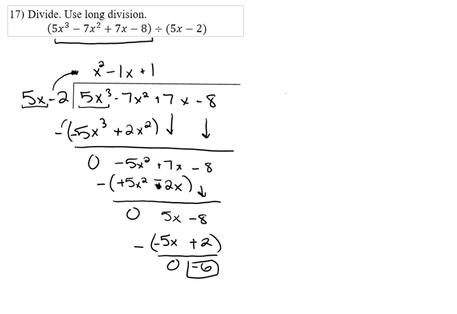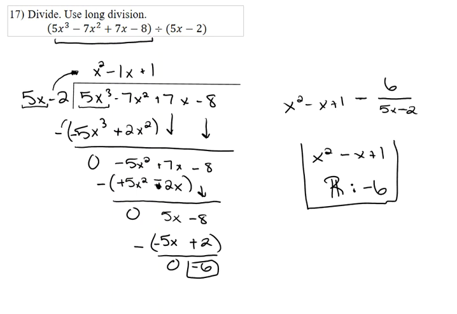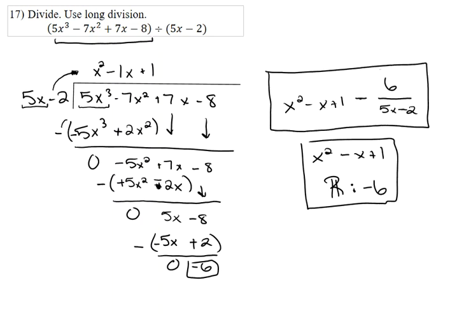Some people may want you to write it as x² minus x plus 1, and they will have you put your remainder over your original divisor, which in our case is 5x minus 2. Or you can write it as x² minus x plus 1 with a remainder of negative 6. Most professors will want it written the first way, with your remainder over your original divisor.